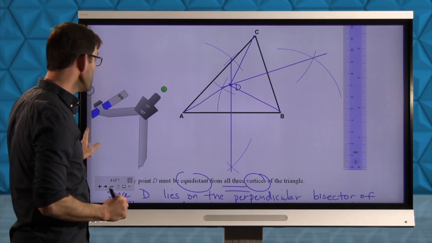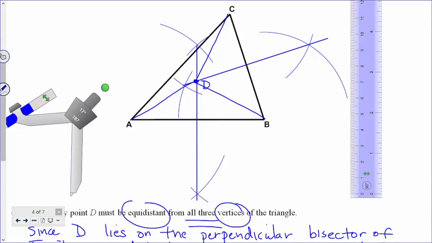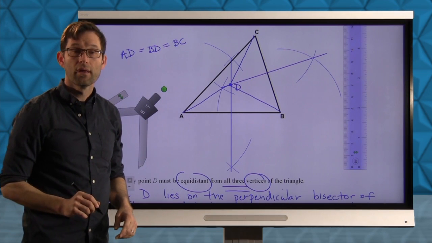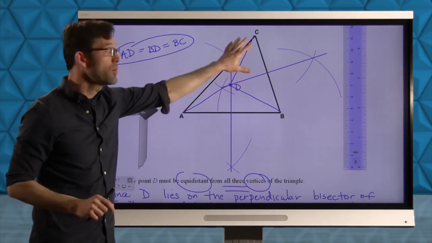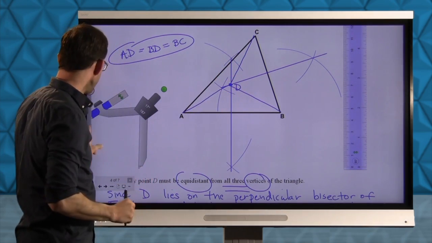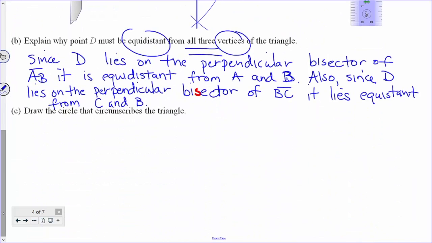Literally, to be equidistant from point A and B means that AD is equal to BD. But being equidistant from B and C means that BD must be equal to CD. Okay? And therefore, this means that that point is equidistant from all 3 points. But this is really cool. Draw the circle that circumscribes the triangle.